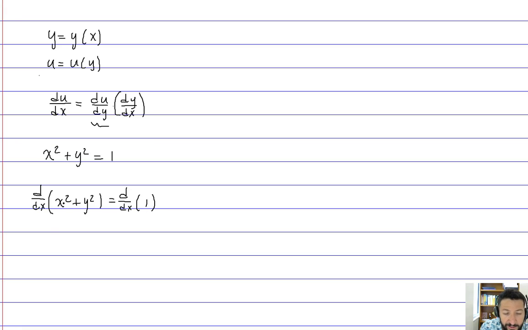What I get on the left-hand side, I can take the derivative term by term, and add them. That's the linearity of the derivative. So I can take the derivative of the first. That's just going to be 2x by the power rule.